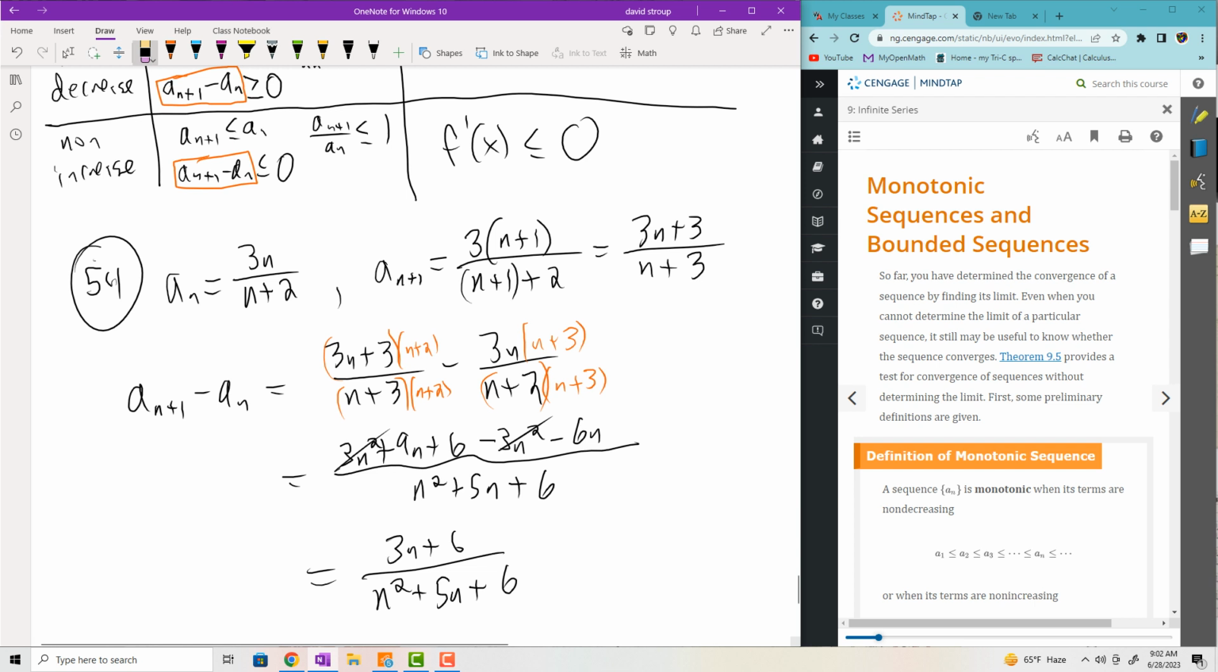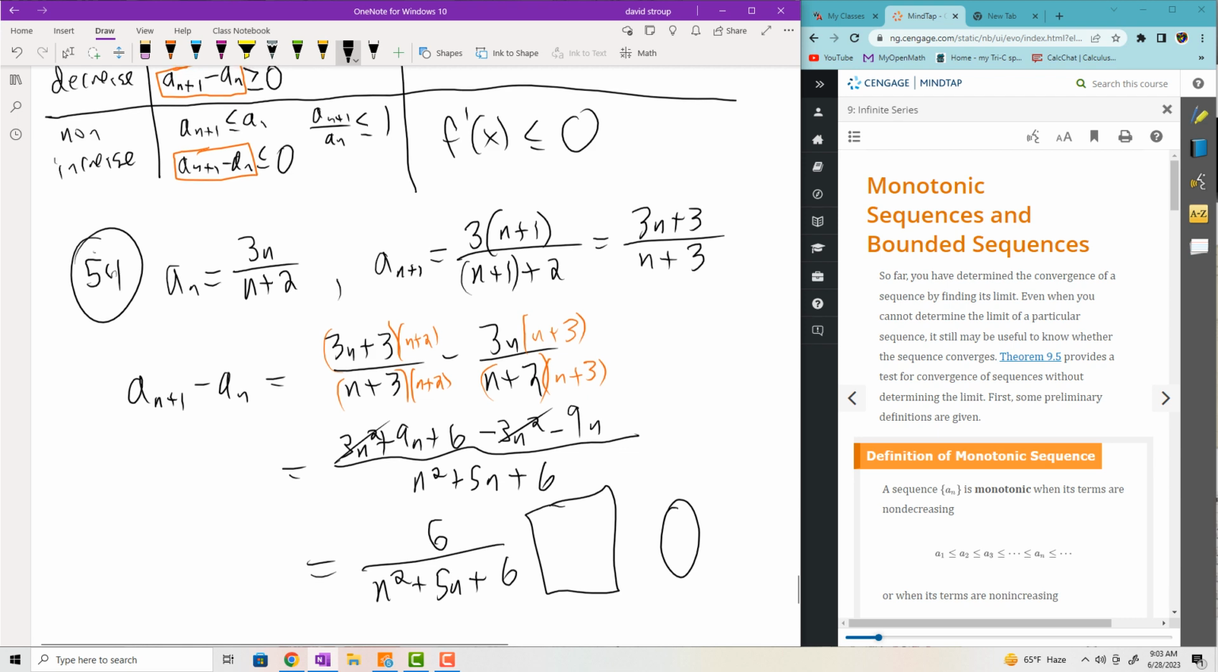Okay, let's see. So this would be 9n right here. And so those 9s would cancel. And I think we'd just be left with 6. Okay, and I'm comparing this then to 0. Is that thing greater than or equal to 0?